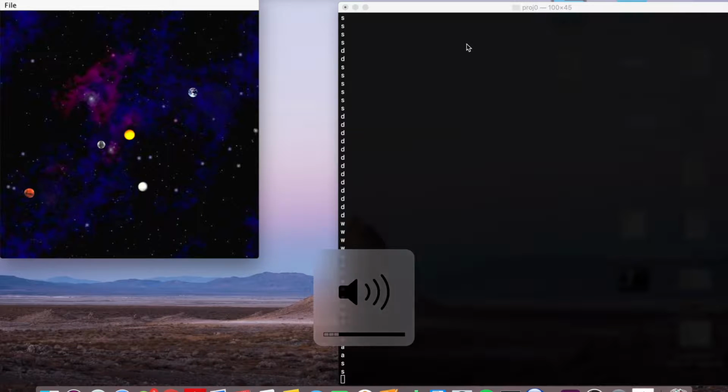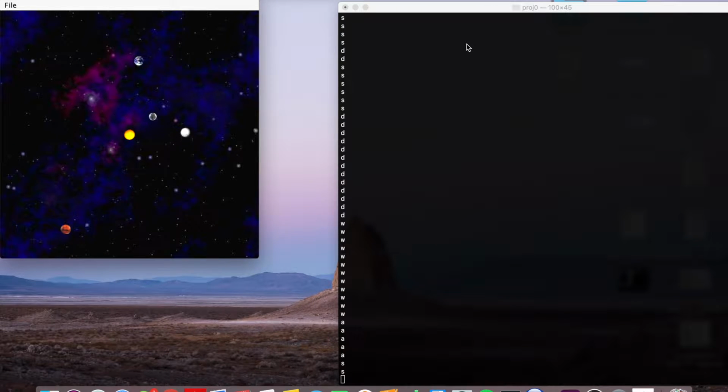This is Berkeley Project Zero by William McEachen and Robbie Lee. In this project, we create a basic physics simulator for planets and one spaceship.